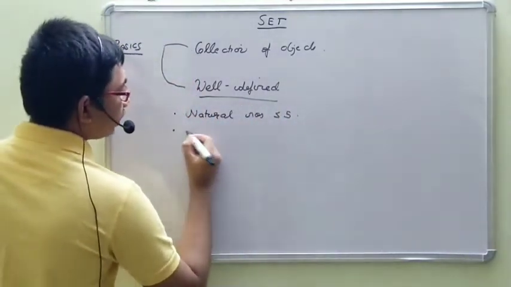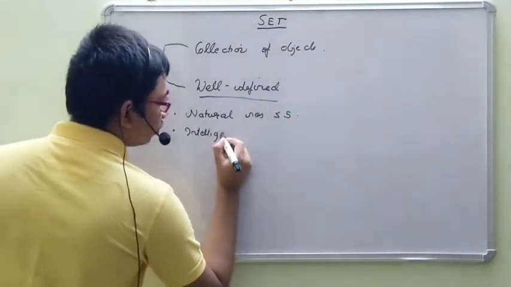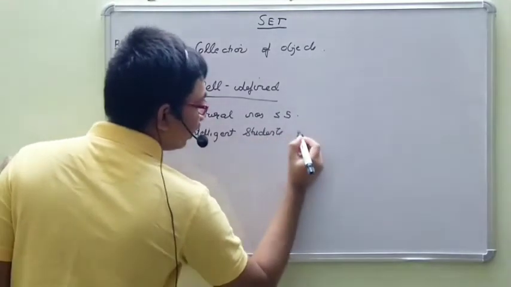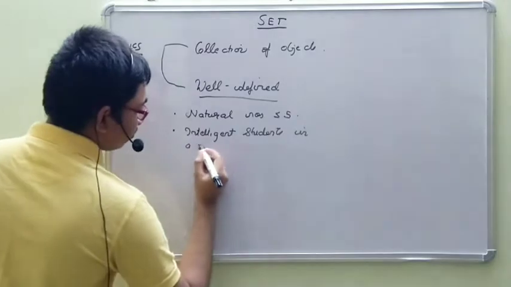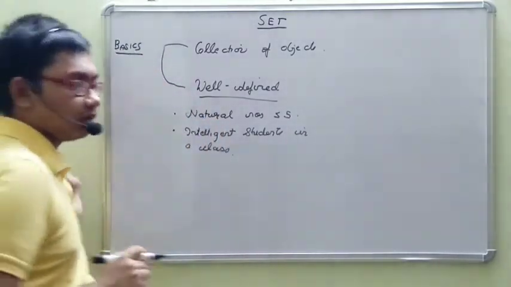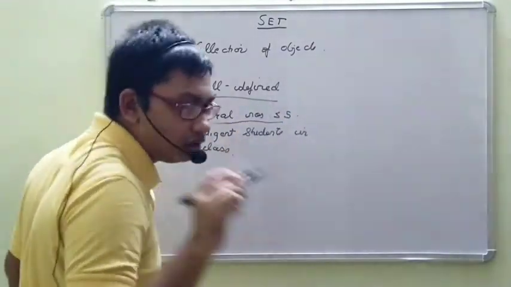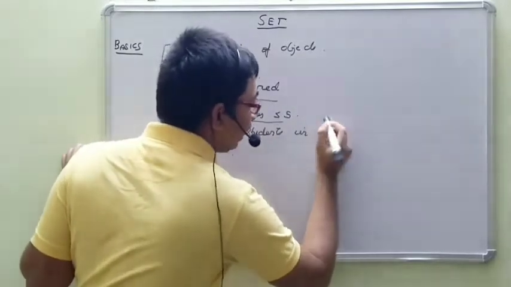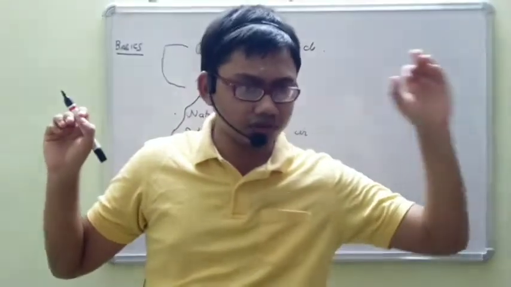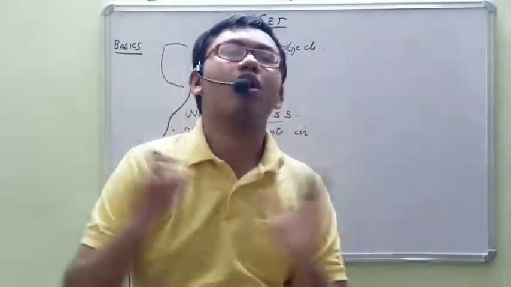Then the second set is the set of all intelligent students in a class. What is the difference between these two? The set of natural numbers less than or equal to 5 is actually well defined because when you see something, you can clearly tell whether it belongs to the set or not.